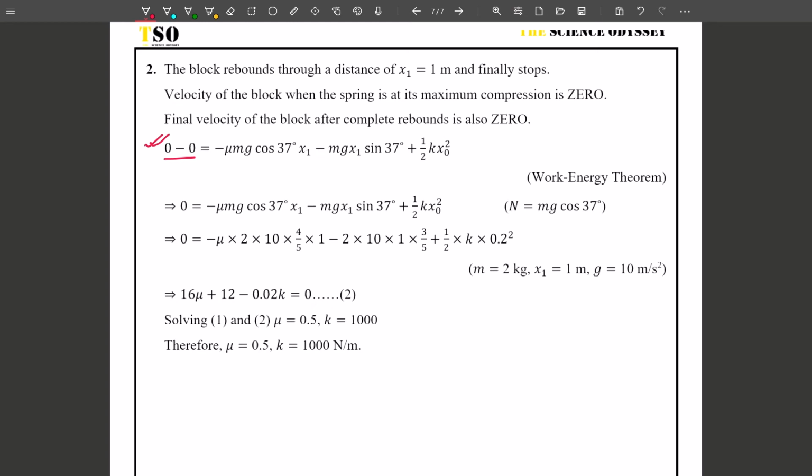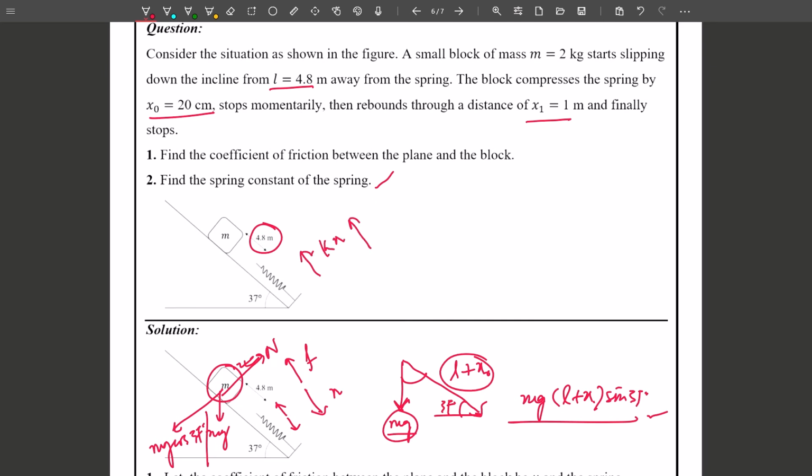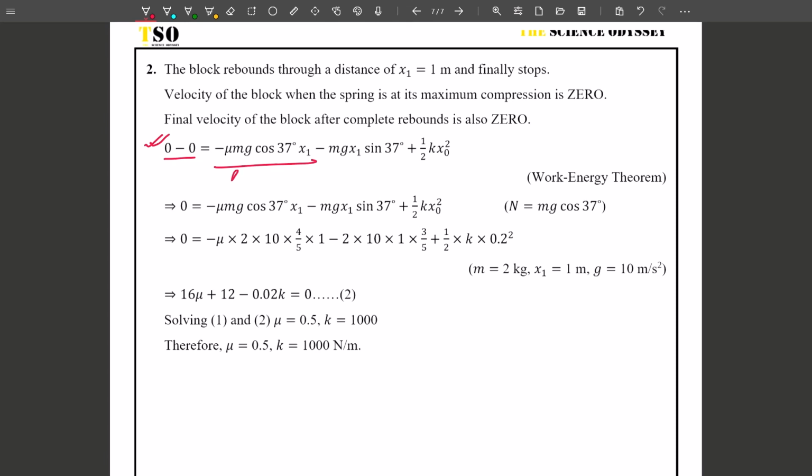One thing to note here: when it is rebounding, the spring force is in this direction and the displacement also is in this direction. So spring force work will be positive. Again, gravity is in this direction, displacement is in this direction, obtuse angle, that means this will be negative. And what is the last force? It is the friction force. Friction work will be negative because friction always opposes displacement. So this is the work done by friction, this is gravity, and this is the spring part. Again put the values, solve accordingly.